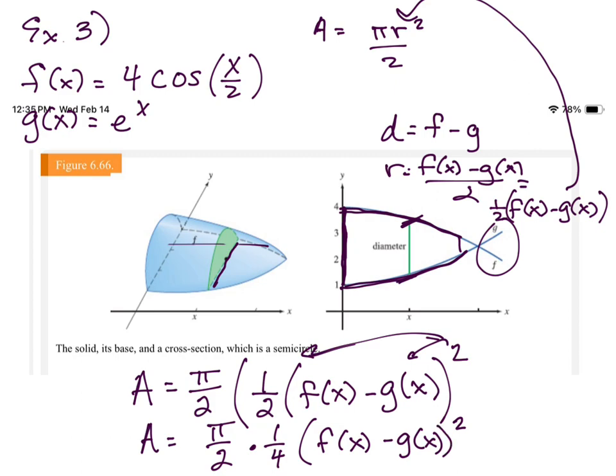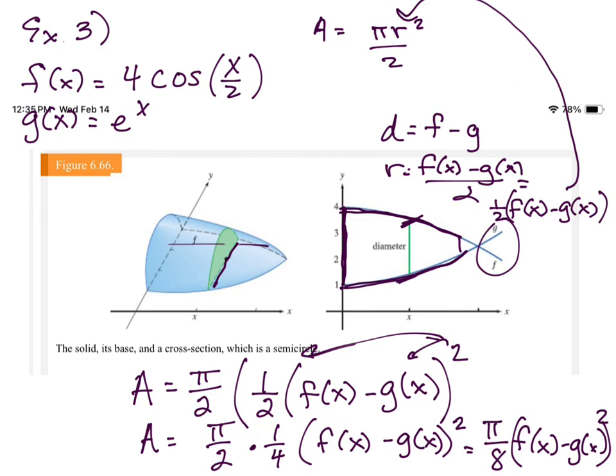So what's going to be in front of my area function is going to be pi over 8. That is a common factor. When I'm dealing with semicircles, it's really common to see a pi over 8 in front because of how that diameter gets pulled. Okay, so look for that. F of x minus G of x, and the difference is squared. Again, this is a binomial. It's not F of x squared minus G of x squared. It's the difference squared. Cool beans?